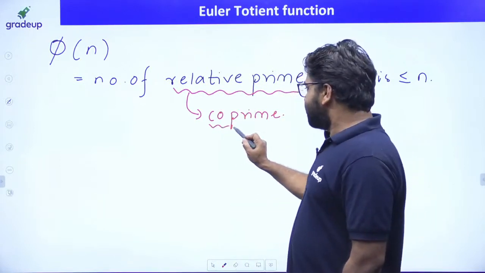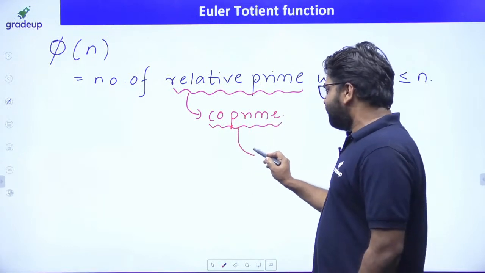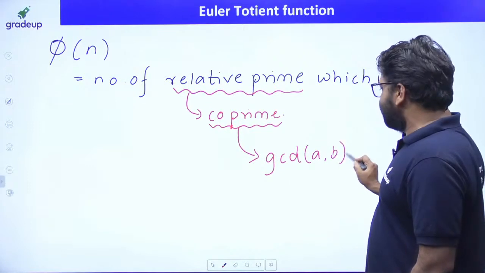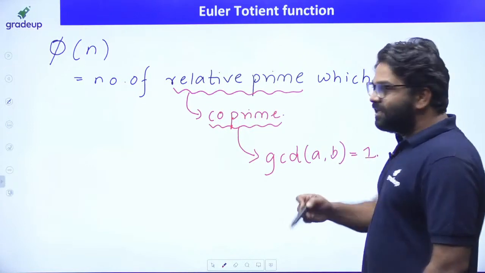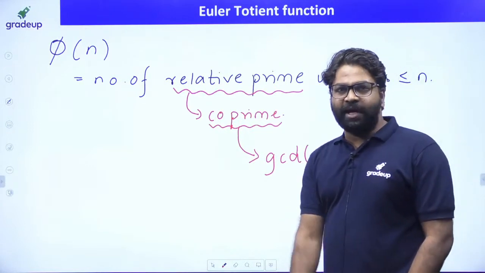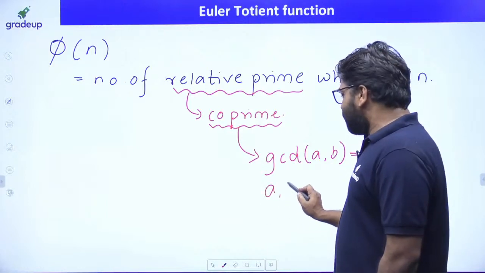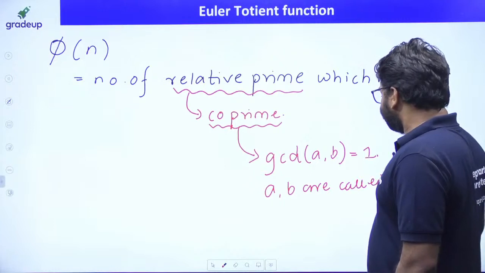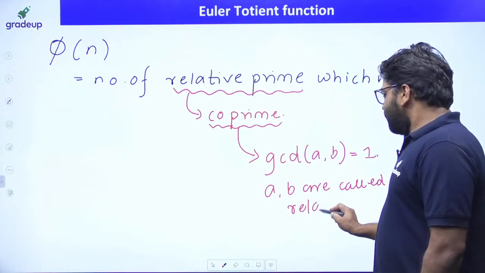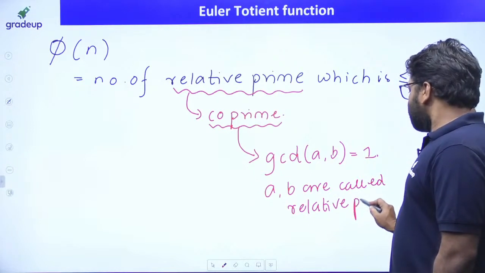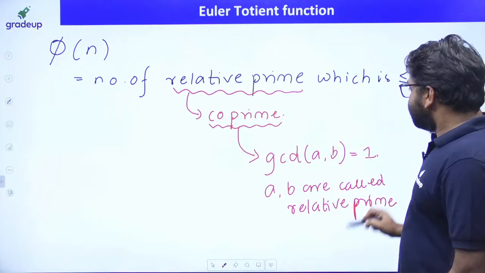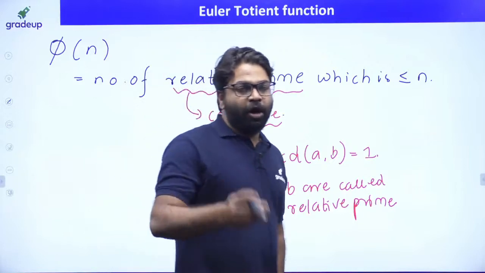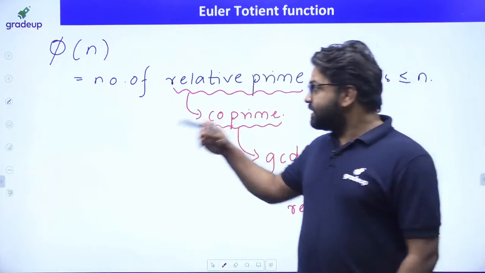If anybody asks what a relative prime or a co-prime is, you have to say that if the GCD of any two elements A and B is 1, then A and B are called co-prime, or A and B are called relative prime. So basically the Euler totient function calculates the number of relative primes or co-primes which are less than or equal to n.